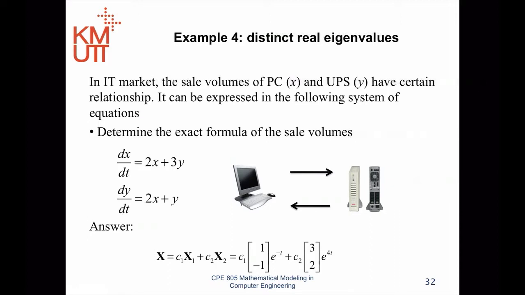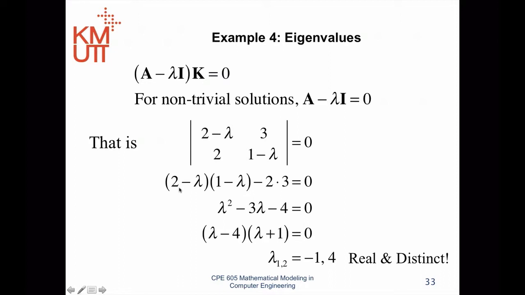Let's look at this fourth example, where we have distinct and real eigenvalues. In the IT market, the sale volumes of personal computers, we use X to denote that population, and the UPS, an uninterruptible power supply, we use Y to represent that population, have a certain relationship which can be expressed in this linear system. To determine the general solution of this system, we will first determine the eigenvalues of the system.